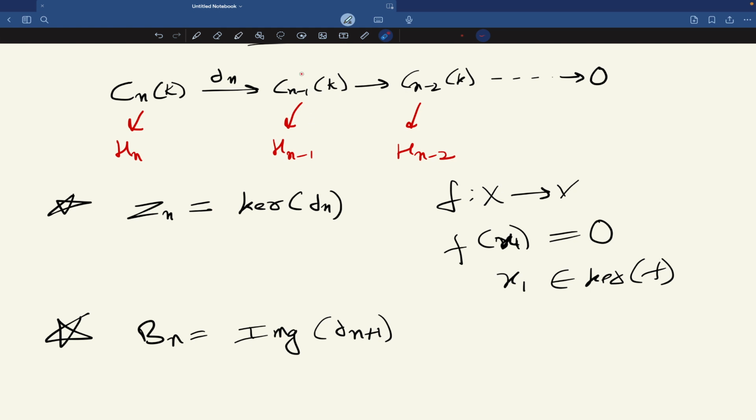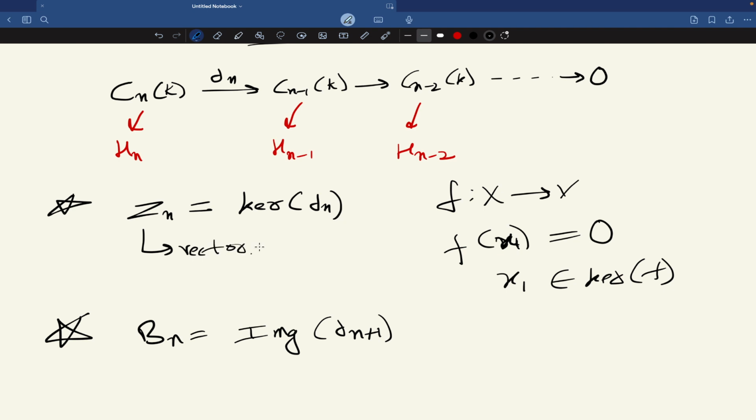If I am finding Bn for this Cn minus 1, then the image Bn will be this one. If I apply Dn over here, I get the image here, right? So the image is on the range side, the output side. This one is Bn. So Zn is also a vector space.